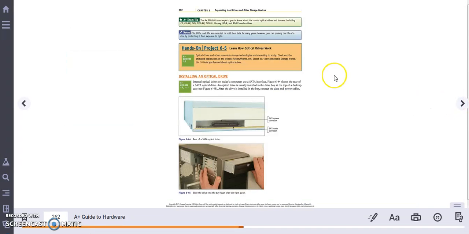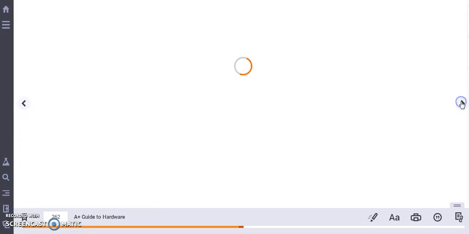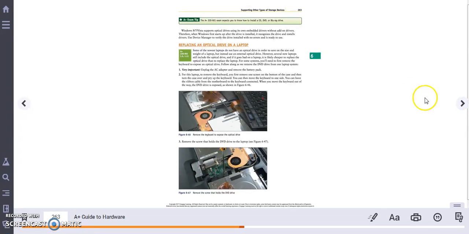Lots of memorization. Hands-on project 6-5, learn how optical drives work. You can write about this if you'd like. Installing, replacing an optical drive in a laptop. Again, if you can't do this, that's fine. Email me if you have any questions. See what we can get set up for you.